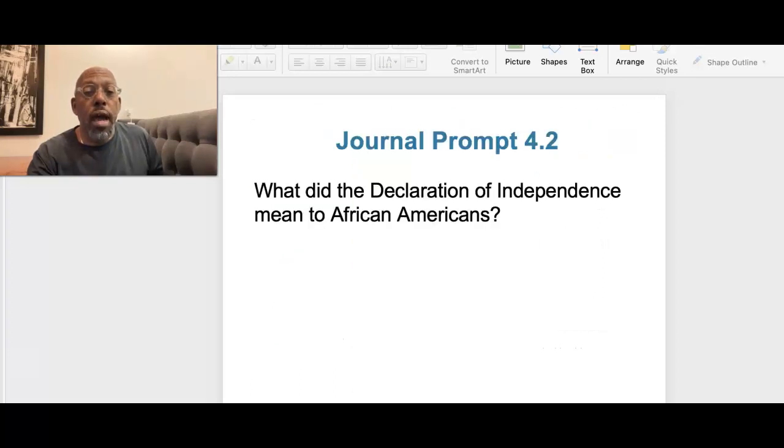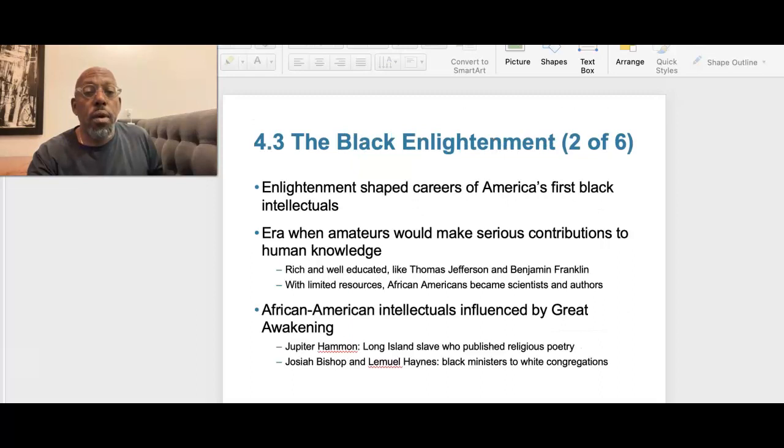Okay. All right. So let's move forward. Let's talk a little bit about the Enlightenment, the Black Enlightenment. The Enlightenment shaped the careers of America's first Black intellectuals, the era when amateurs would make serious contributions to human knowledge. They were rich and well-educated, like Thomas Jefferson and Benjamin Franklin. With limited resources, African Americans became scientists and authors.